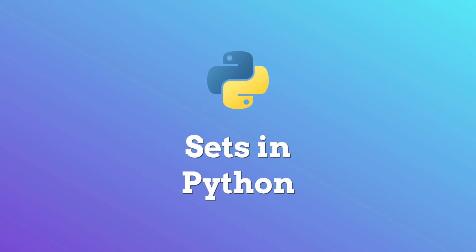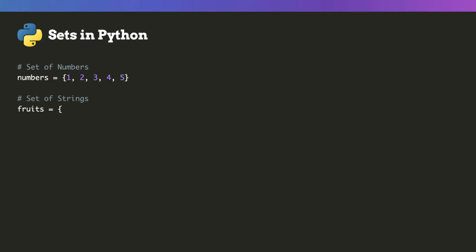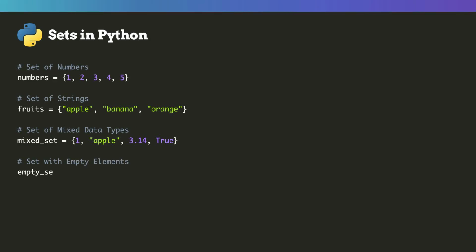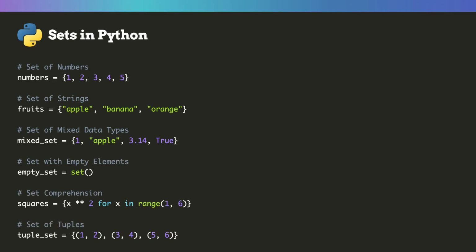Sets in Python. Sets are a powerful data structure in Python that allow you to store unique elements. Unlike lists or tuples, sets do not preserve the order of the elements and do not allow duplicates. This makes them the tools of choice when you work with collections of items where uniqueness matters.